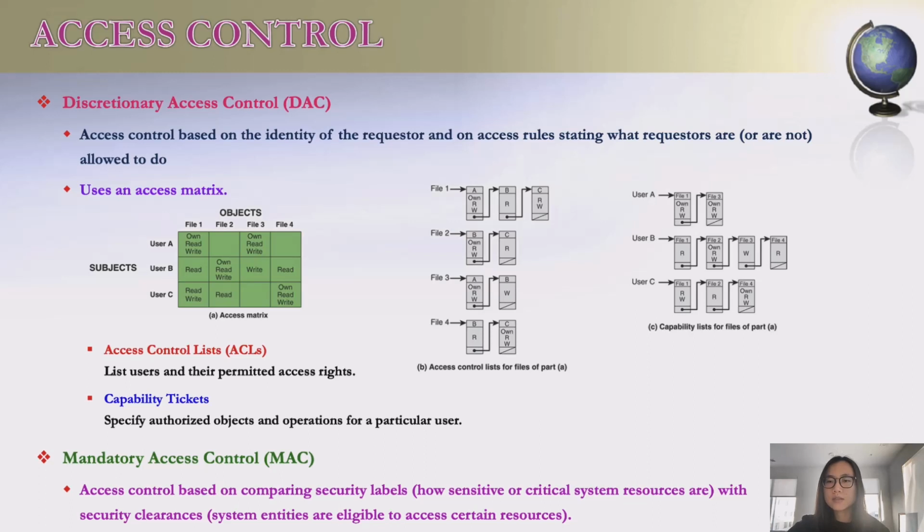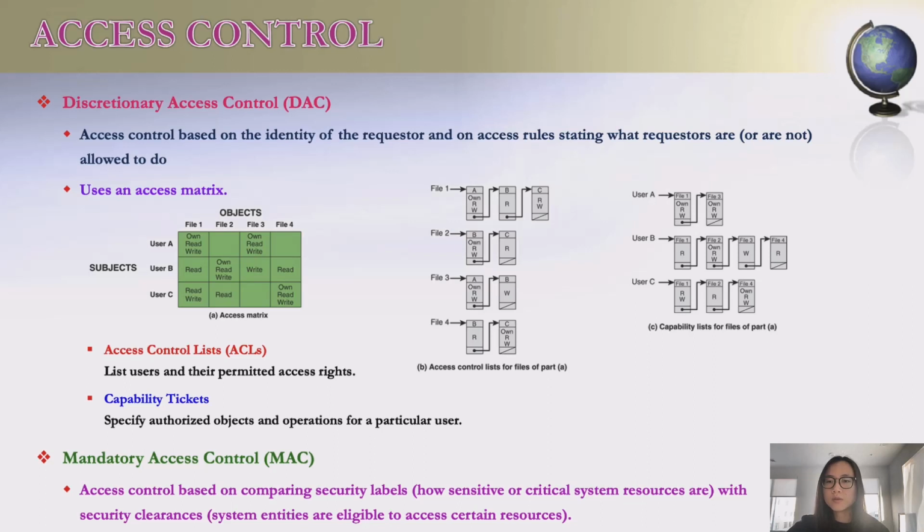It is also based on the access rule stating what requesters are allowed to do. The controls are discretionary in the sense that a subject with certain access permission is capable of passing that permission on to any other subject.